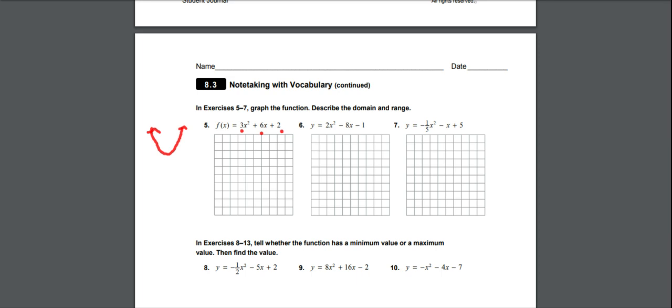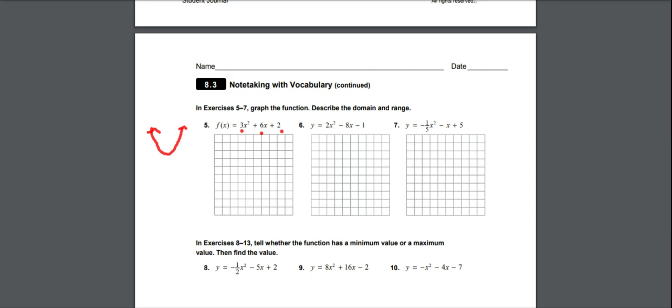So 3x squared, plus 6x, plus 2. So the graph is a parabola. It opens up. Here's where the vertex is. The vertex is at -1, 1. The axis of symmetry would actually go straight through, and the graph opens up.